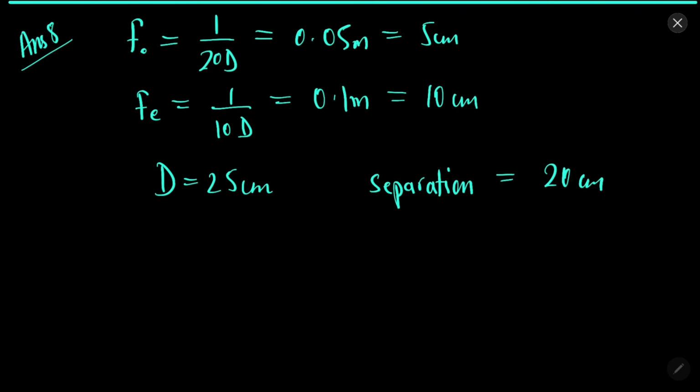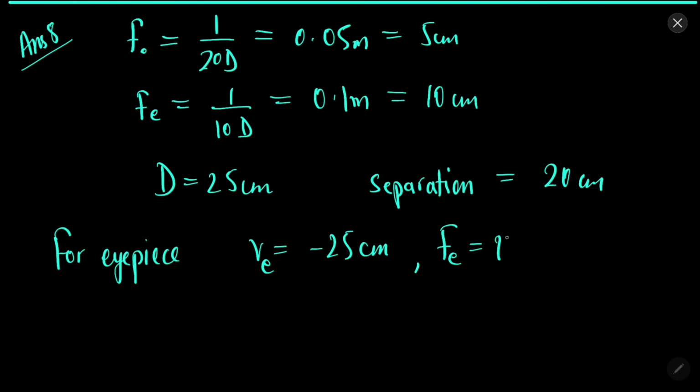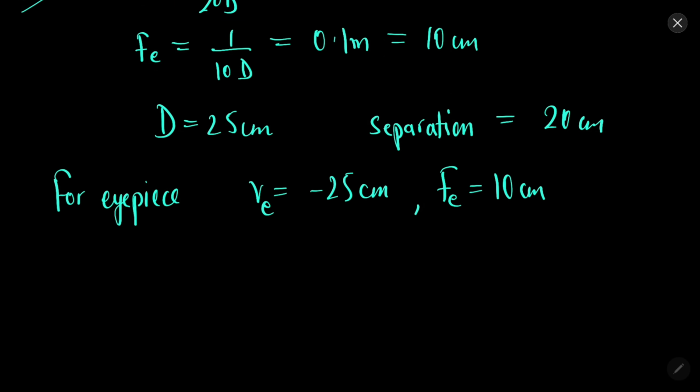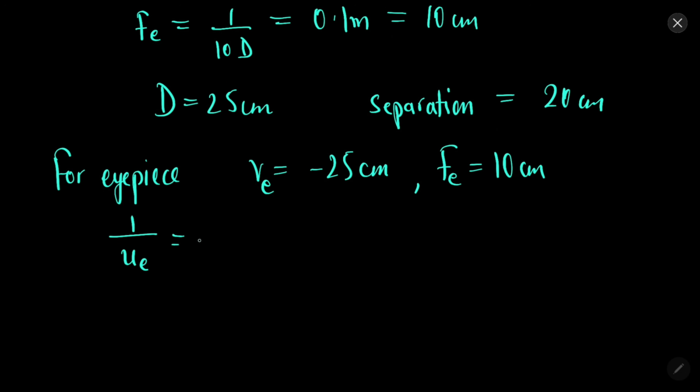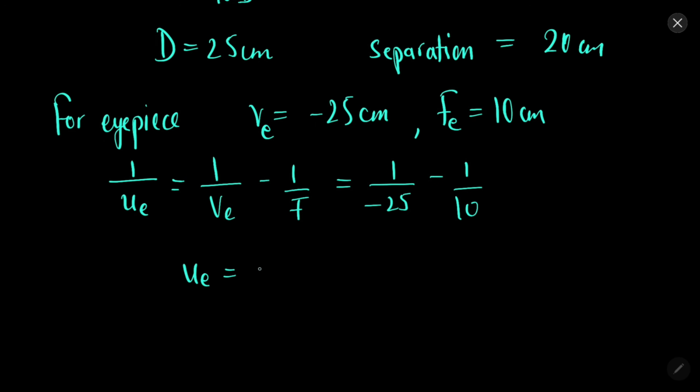Now for eyepiece, V is minus 25 centimeter, FE is 10 centimeter. So from here UE can be obtained: 1 over minus 25 minus 1 over 10. After solving this, UE will come out to be minus 50 over 7 centimeters.